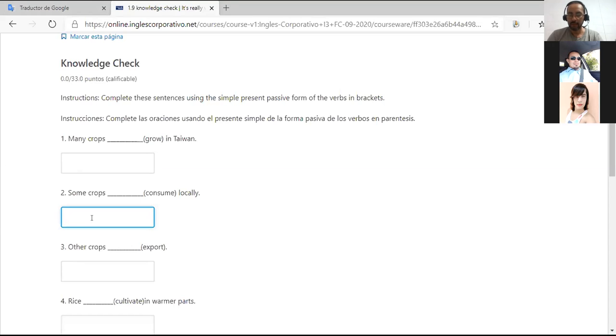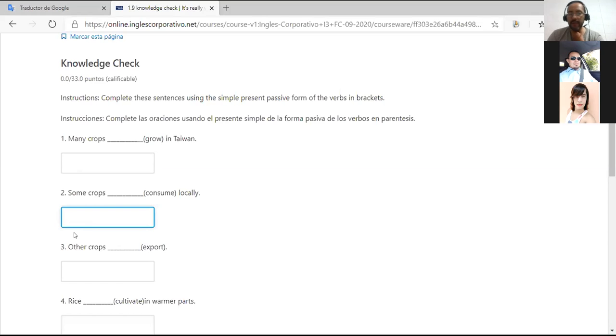Number two, let's leave this one for later. Consume. Okay. Some crops consume, in brackets, locally. Locally. Teacher, I have a question, teacher. Okay. This statement is in present or is in past, simple past?